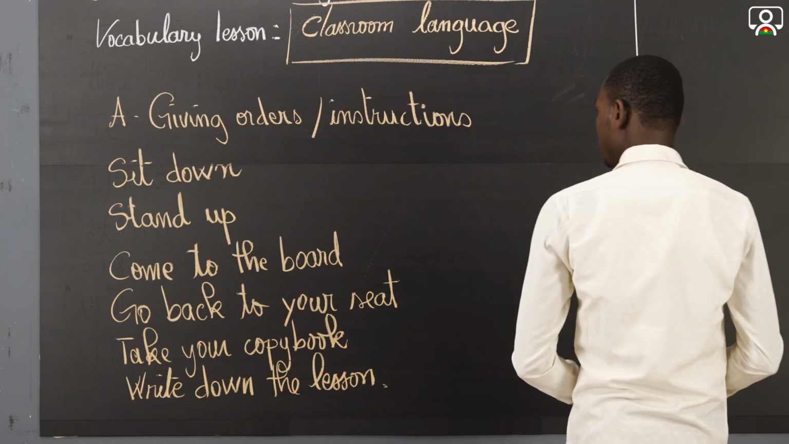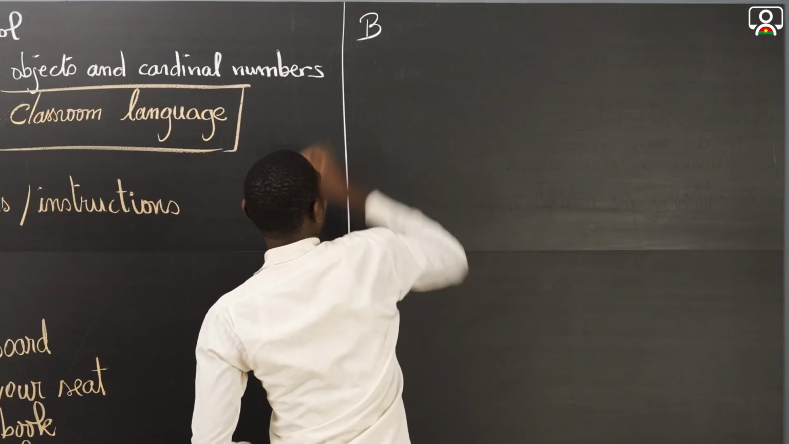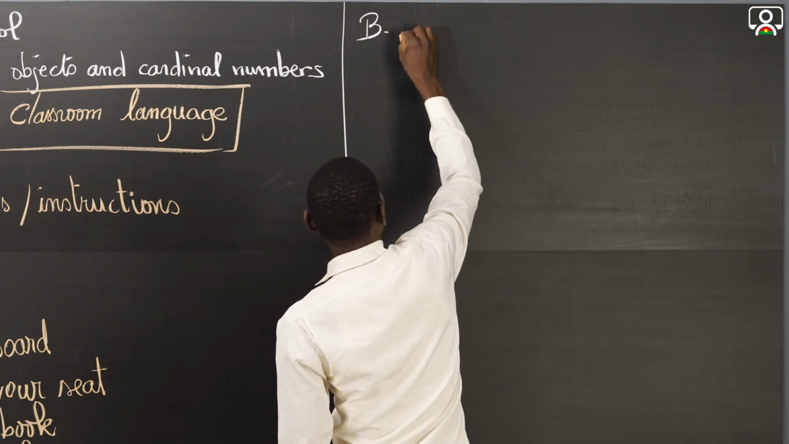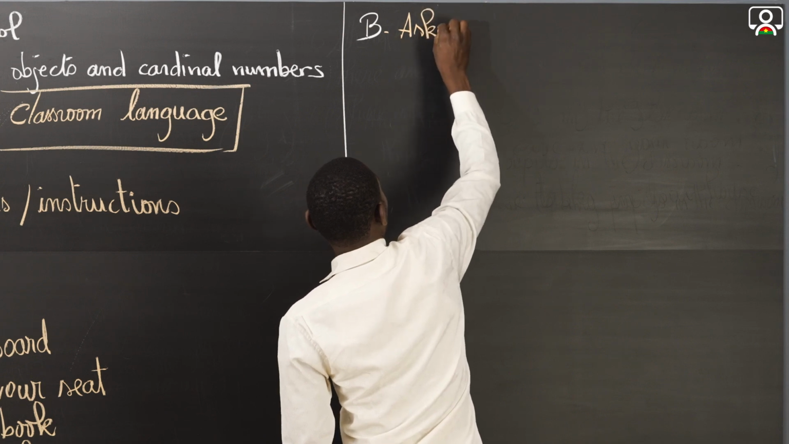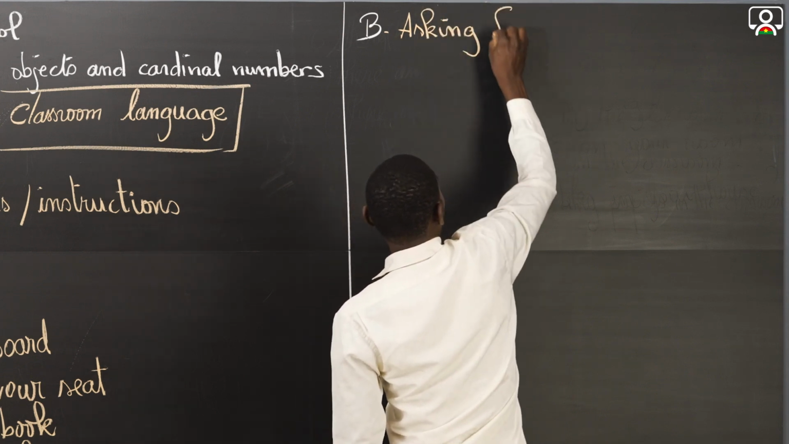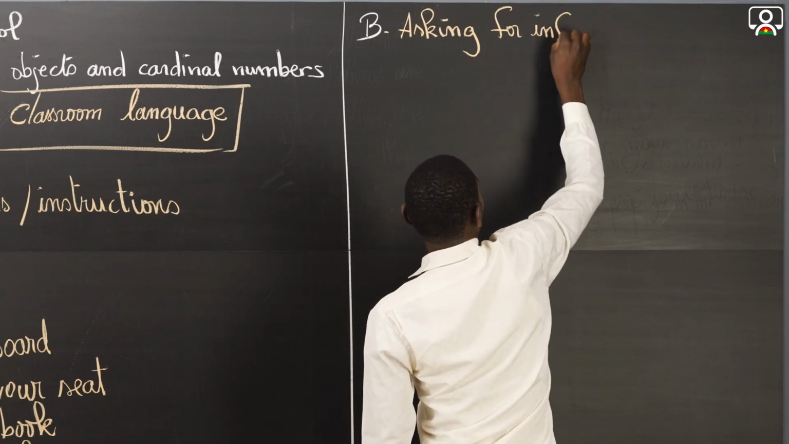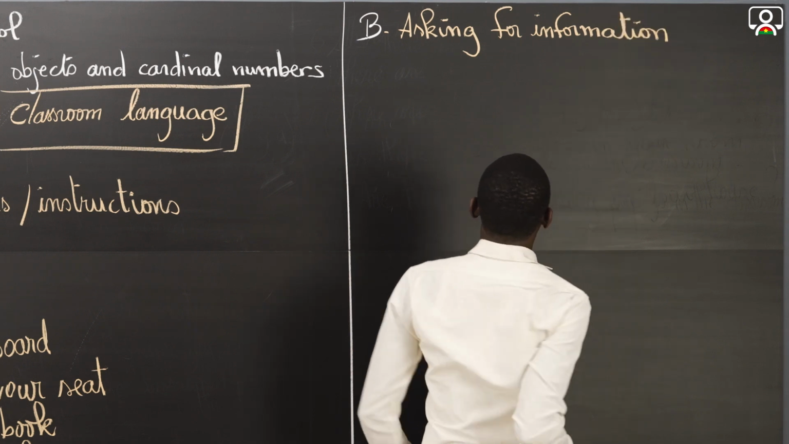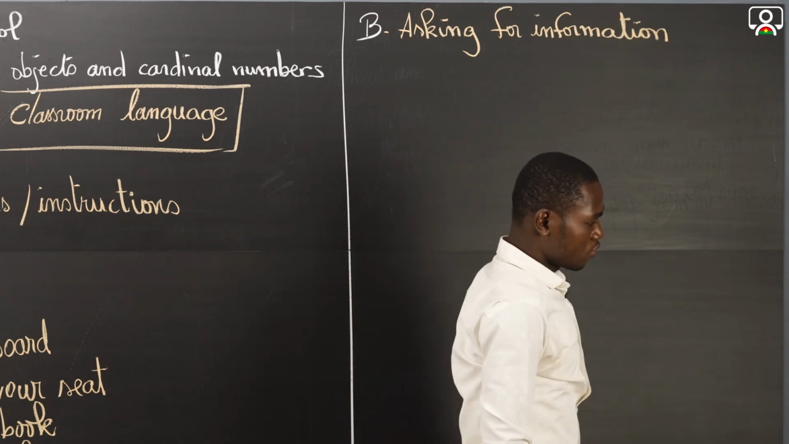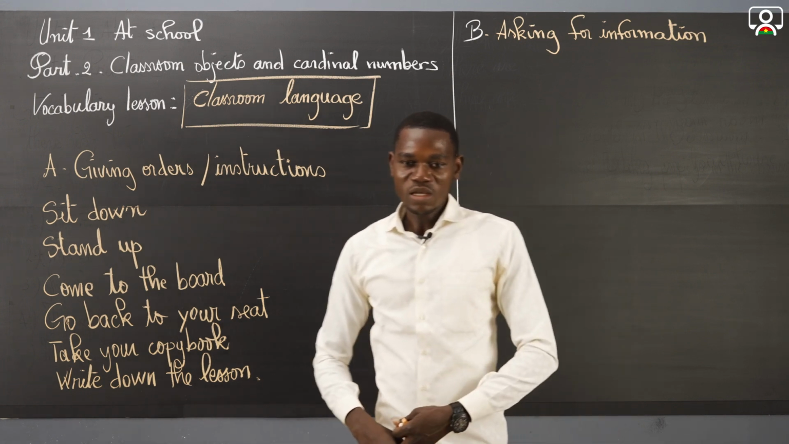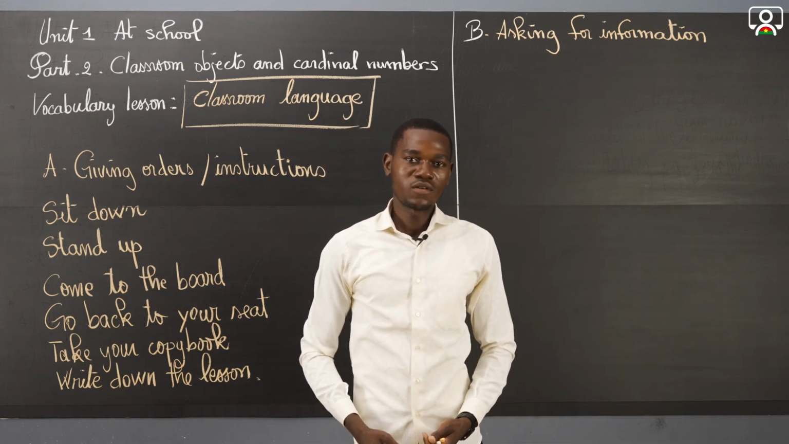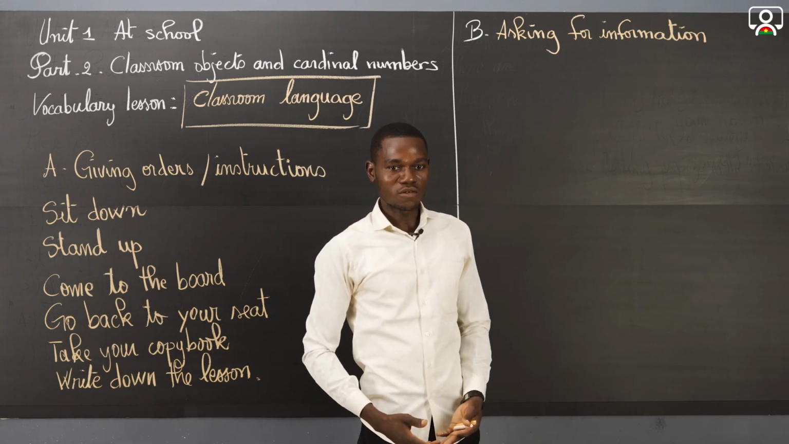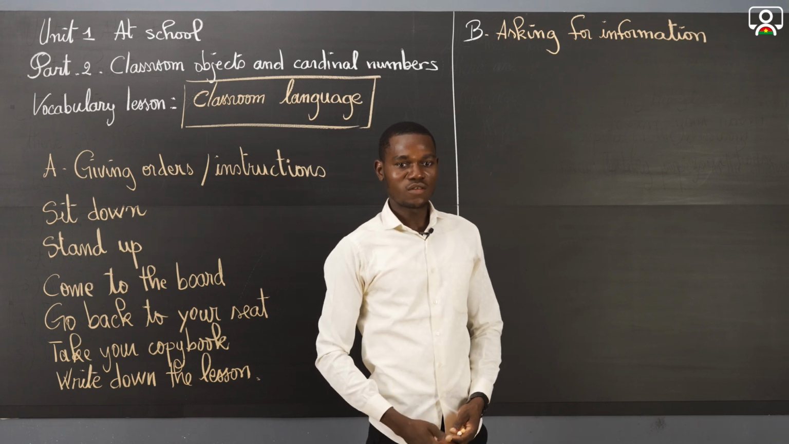Next point is B, asking for information. Asking for information. When you don't know about something, you ask for information. Okay? When you don't know about something, you ask for information.